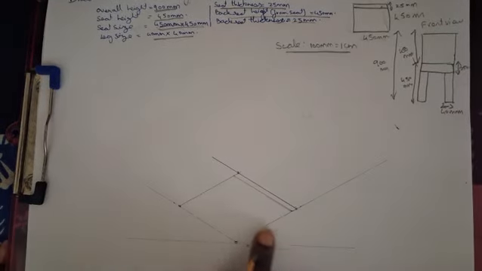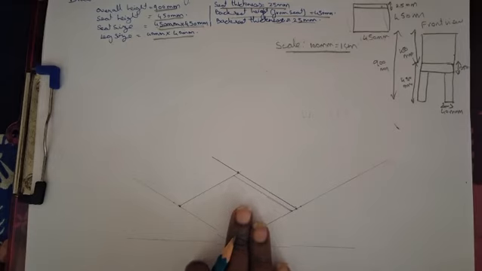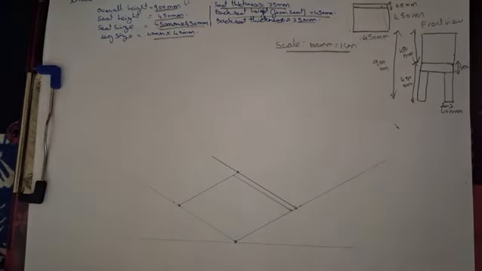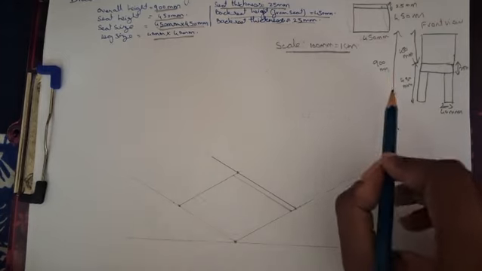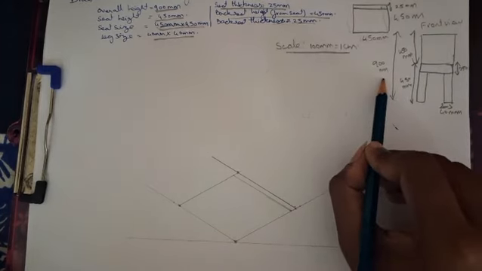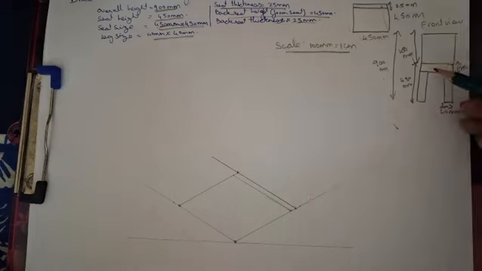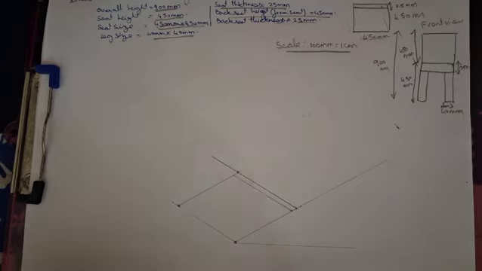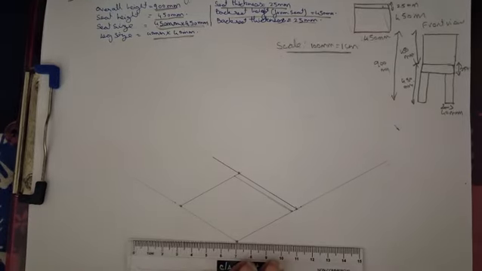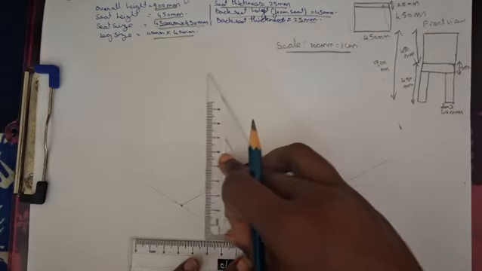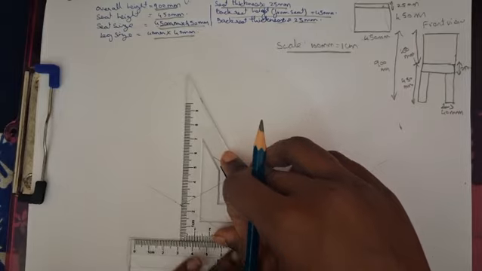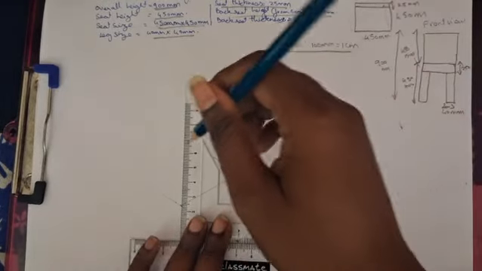Okay, after drawing the top view of the chair, now I am going to draw the height of the chair. The overall height is 900 mm, but from the leg to the seater it is 450 mm. So first let me draw the 450 mm leg. For drawing the leg, I have to draw the 90-degree line from all the corners of the top view.